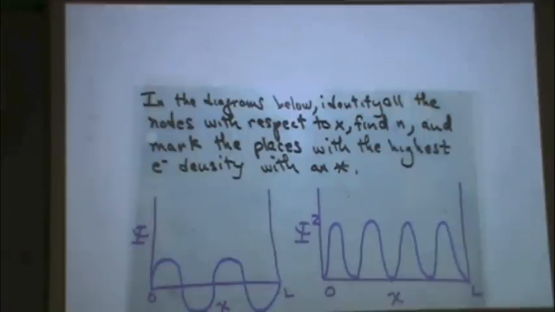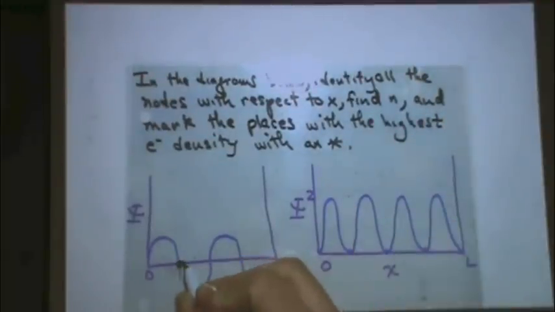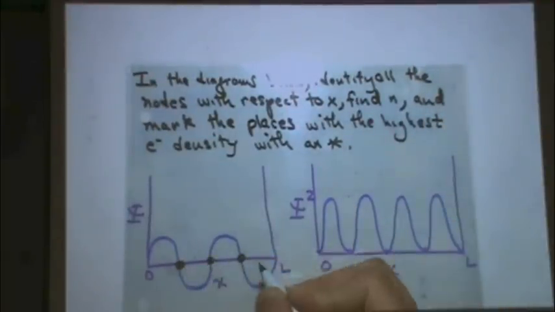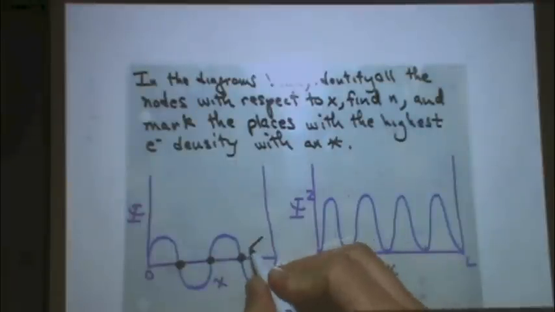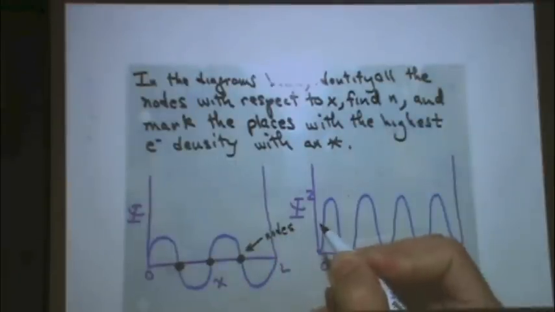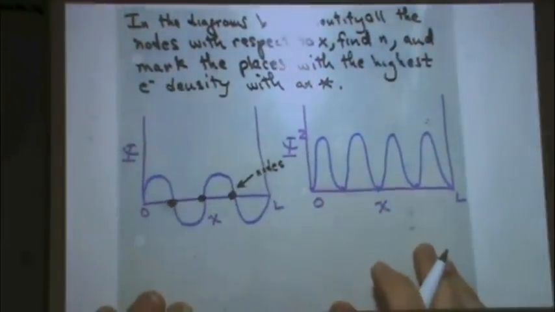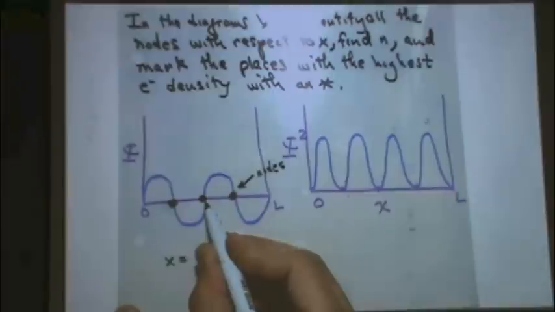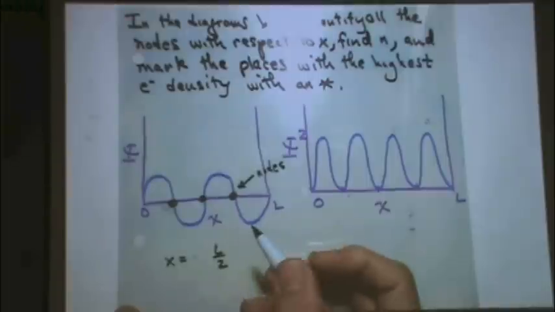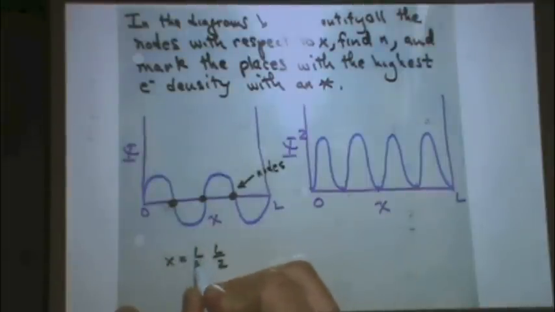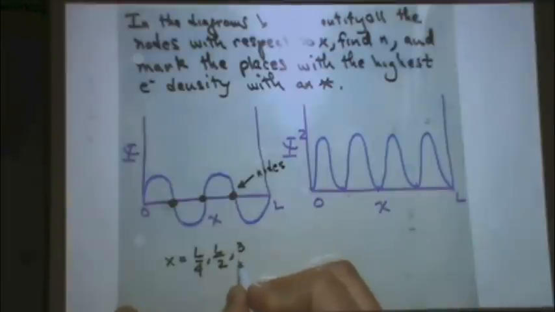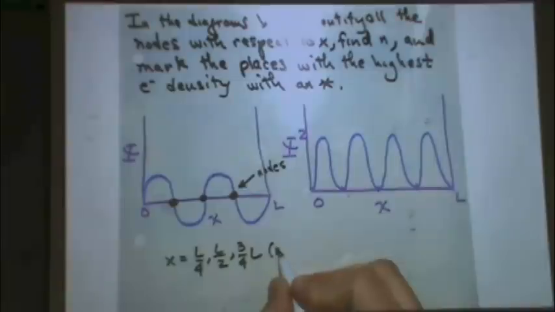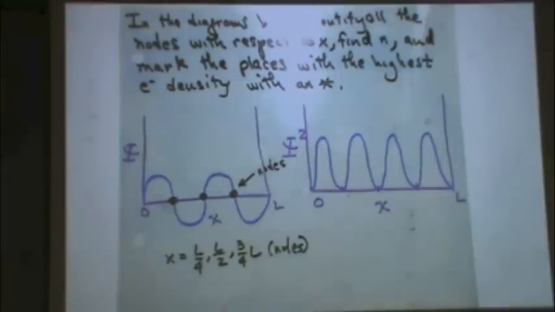So, first, the nodes. Well, nodes are anywhere across the axis. That'd be 1, 2, or 3, okay? Anywhere I put the black dots right there, those are all nodes. These nodes would exist at x equals, well, the one in the middle is halfway down, so that's L over 2. There's one a quarter of the way down, L over 4, and there's one 3/4 of the way down. So those are the three nodes.